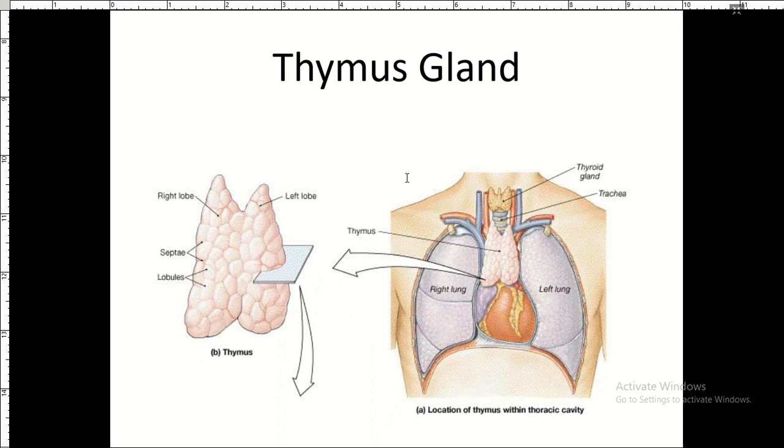So grossly, anatomically, it looks like this. It has a left and right lobe found in the superior and inferior mediastinum. Its blood supply is from the inferior thyroid artery, as well as branches from the internal thoracic artery.